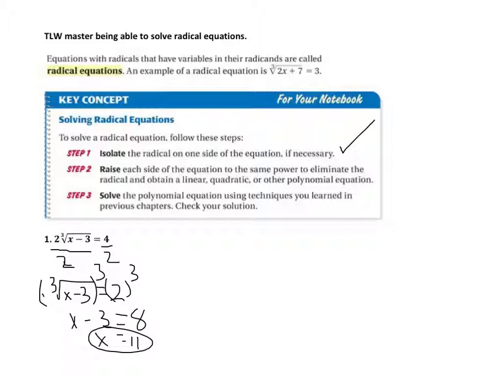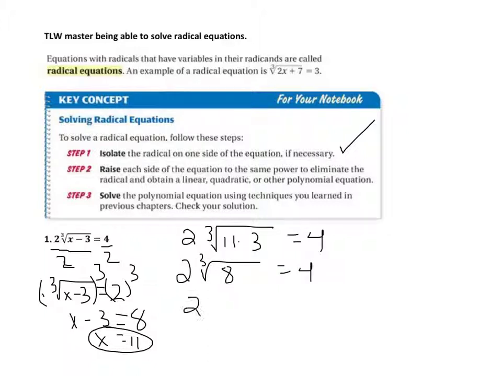Check your solution. 2 times the cube root of 11 minus 3 equals 4. 2 times the cube root of 8 equals 4. 2 times 2 equals 4. 4 equals 4. Check. So there are the steps, guys. Okay?